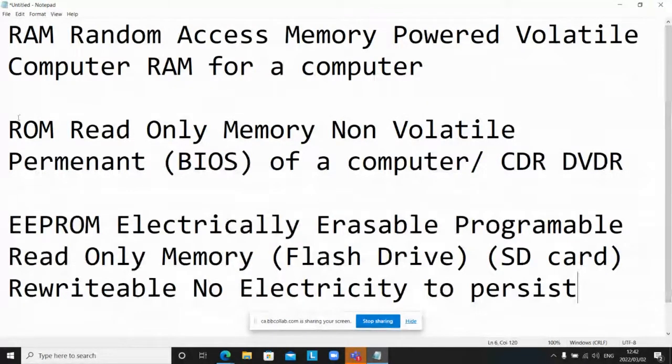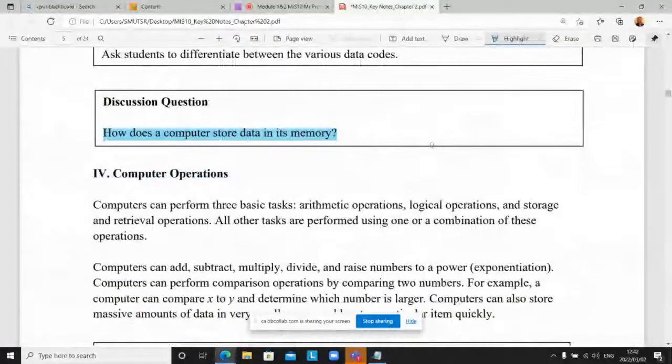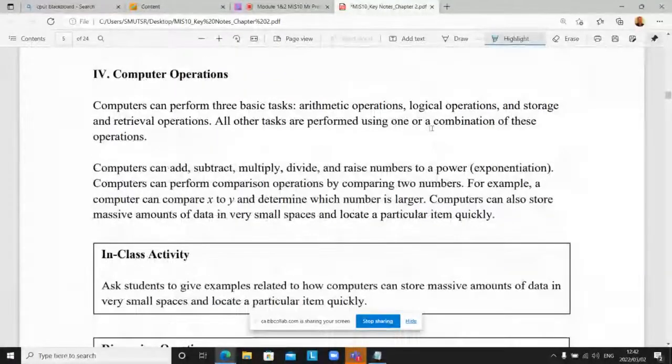So you all know what a flash drive is. There we go. Please be aware of these three different types of memory. There will be questions on them. It's in the slides. I've defined them and I've spoken a little bit about each of them. Computer operations. Okay, you need to know the tasks that it can compute. They do arithmetic, logic, and storage and retrieval.